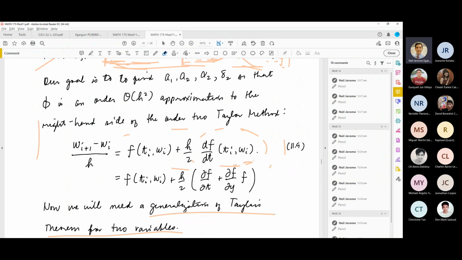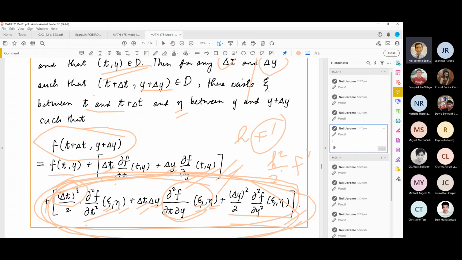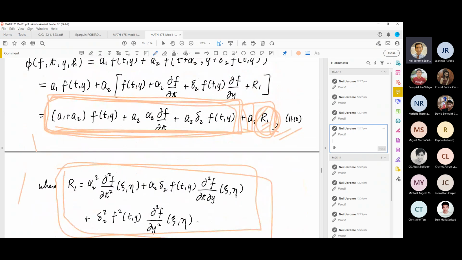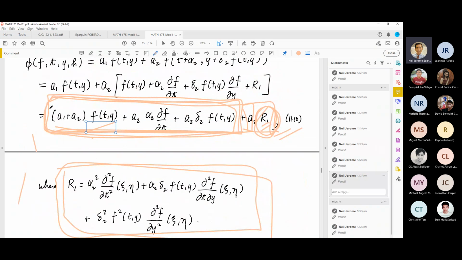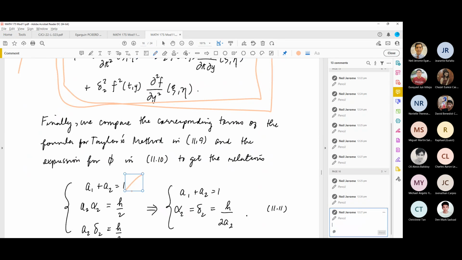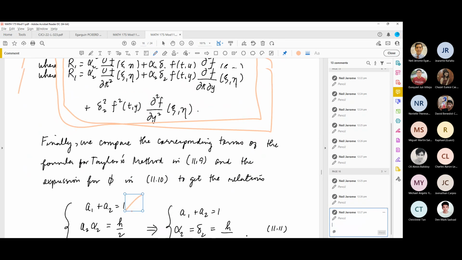Okay. So in 11.9, ang coefficient ng function f evaluated at ti, comma wi ay equal kay 1. Tingnan natin dun sa Taylor's expansion. Ang coefficient ng f of t ay si a1 plus a2. So we must force the issue that a1 plus a2 must be equal to 1. And that's how we got this equation. All right? Tapos balikan natin.